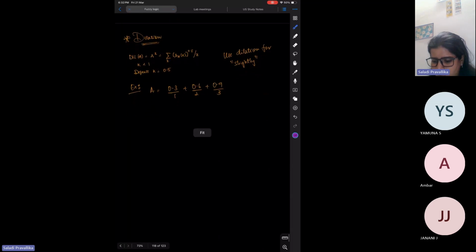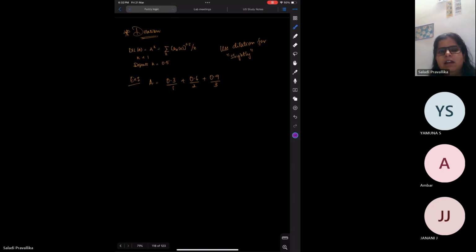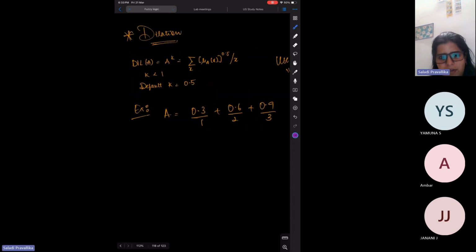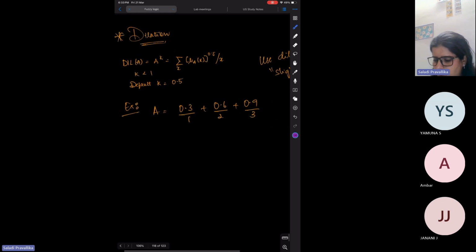Now let us look at dilation. Dilation is just the opposite of concentration in every aspect. If I give you a fuzzy set A and say dilute it without giving the value of k, then by default you have to take the k value as 0.5. Until I mention some other value of k, let us say k equal to 0.3, only then do I take the membership value to the power 0.3. Until the k value is given, you always take 0.5.